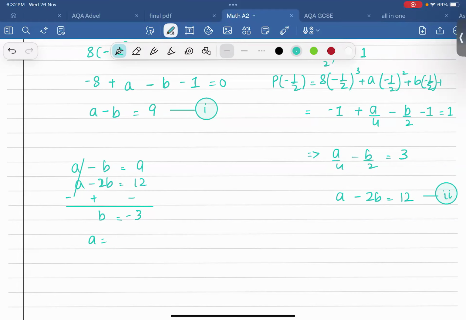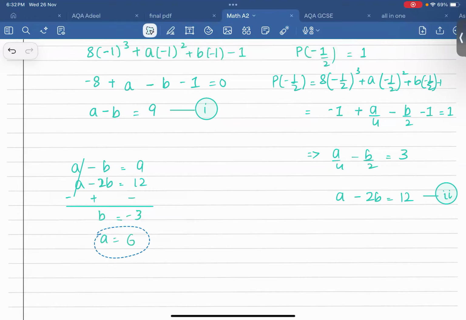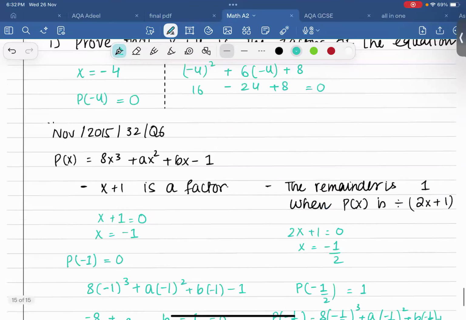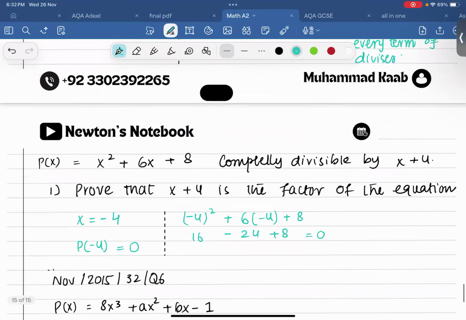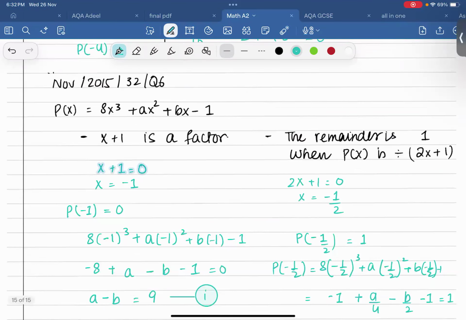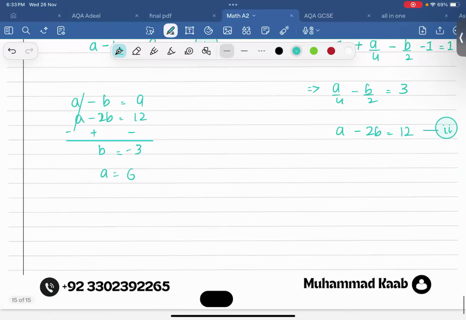So when you input -3 in negative b, negative negative positive, so it will become 6, right? So this becomes 6, right? So these are the two answers, right? Is that clear? So alongside long division, there's one more possibility of solving the polynomial where you have the factor and the remainder given. So you have to solve it that way, right? So let's try another question.